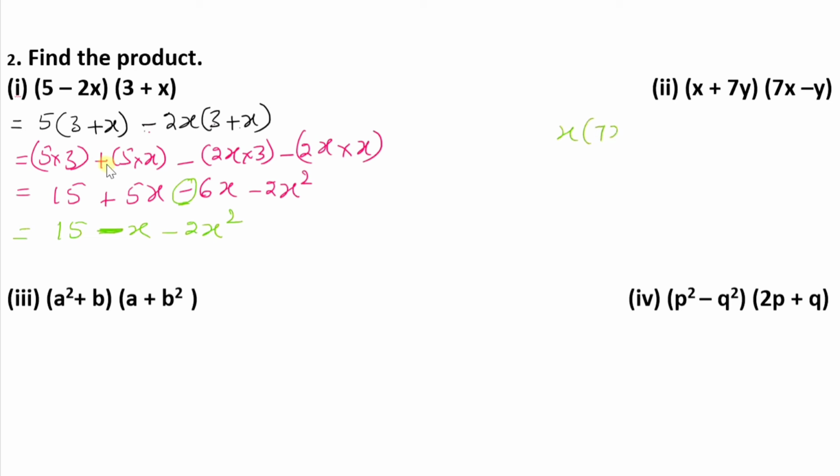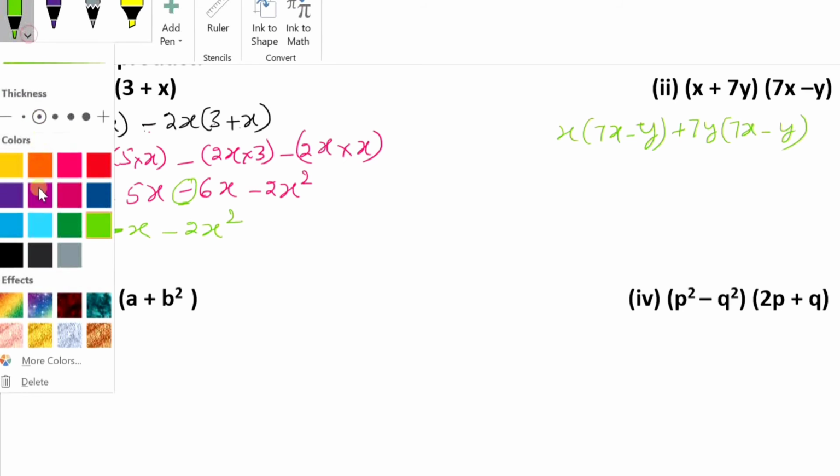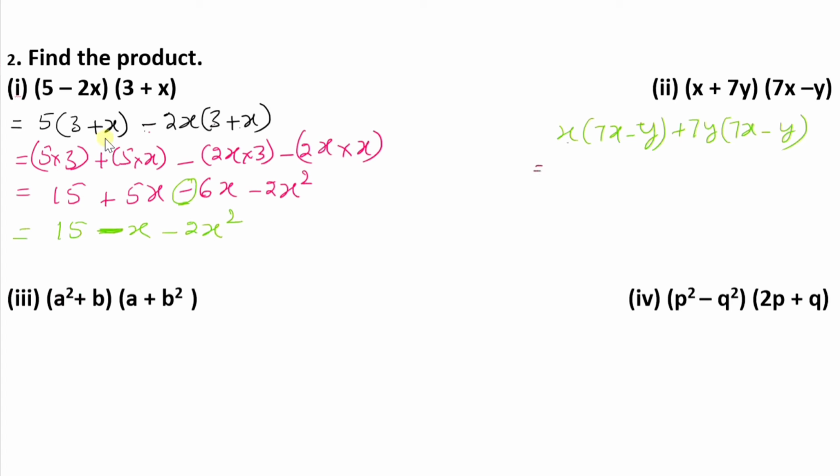x into 7x minus y plus 7y into 7x minus y. Here you have to find the product of a monomial and a binomial. x into 7x is 7x square, minus x into y is xy, plus 7y into 7x is 7 7s are 49xy, minus 7y into y is 7y square.